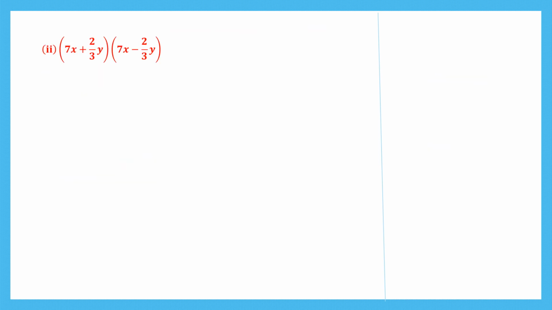Question 2. Now here also look and see what you can do to make your multiplication easier. Now look at the first term, 7x, 7x. 2 by 3y, 2 by 3y, plus and minus. That means we can apply this formula, a plus b into a minus b equals a square minus b square. So in that case, 7x will be a. So let's write that 7x is a and this is b. So this is a and this is b.